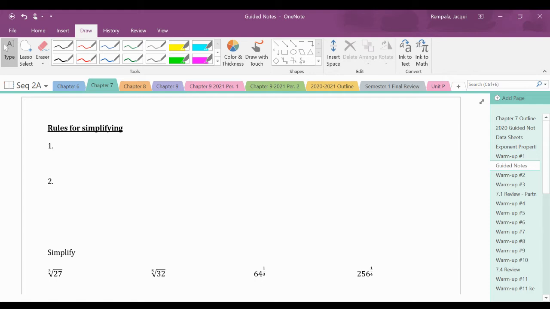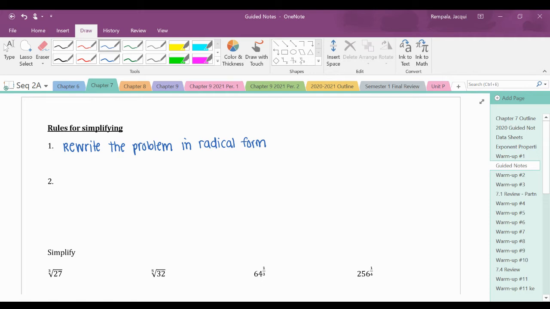Moving along, let's take a look at rules for simplifying these types of problems. So we have 2 steps here. We want to rewrite the problem in radical form. Sometimes it might already be in radical form, which means step 1 was already done for us. But if it isn't, if we start with an exponent, we are going to rewrite it into radical form.